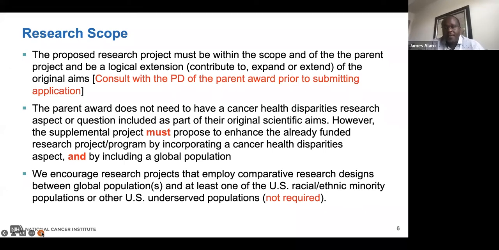Again, for disparities as currently defined by NCI, we encourage you to employ comparative research designs between a global population and at least one of the US racial ethnic minority populations or underserved populations like rural populations, say here in the US. I want to emphasize that that comparison is not necessarily required. It's just something we encourage, and we've previously funded people who are not necessarily doing a direct comparison.